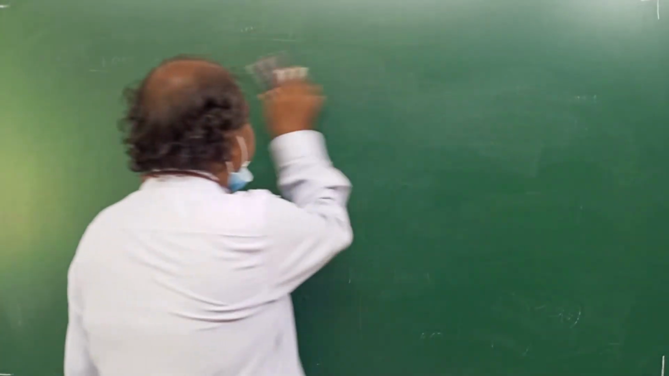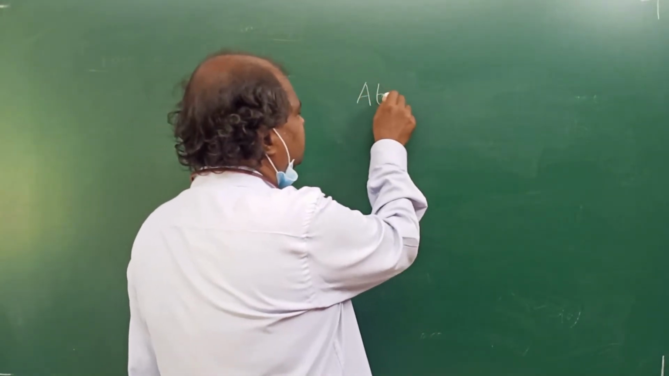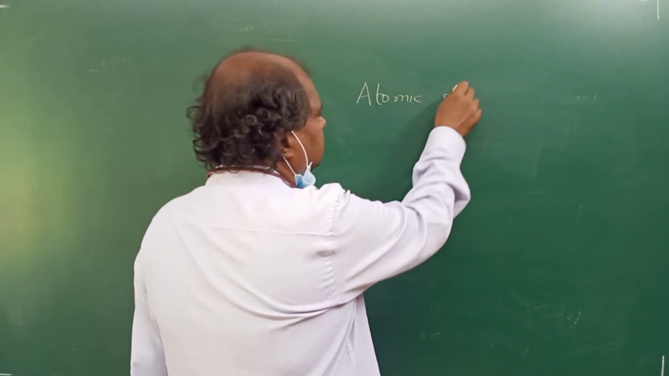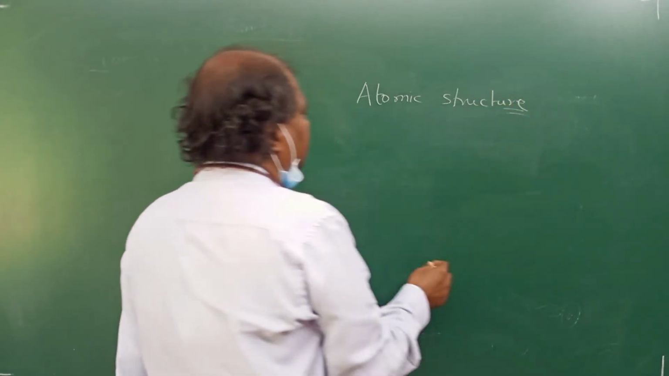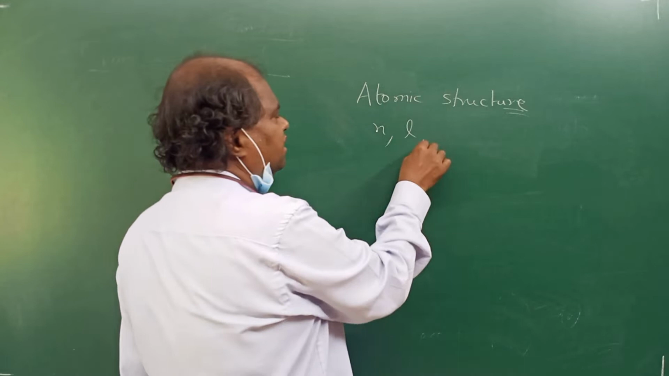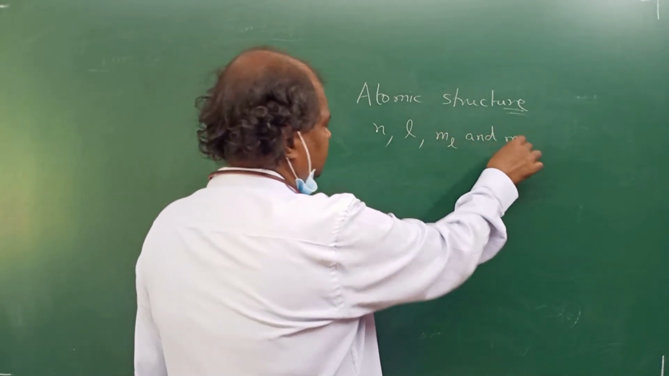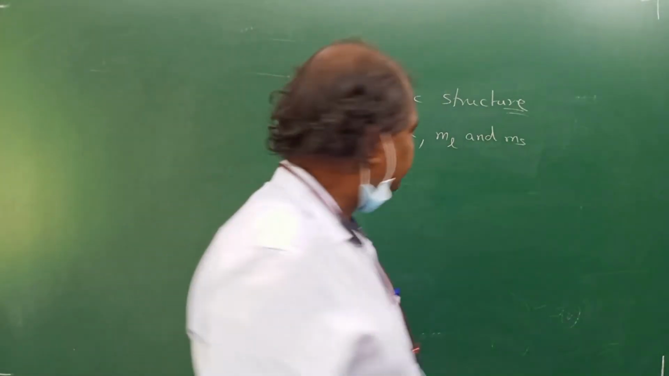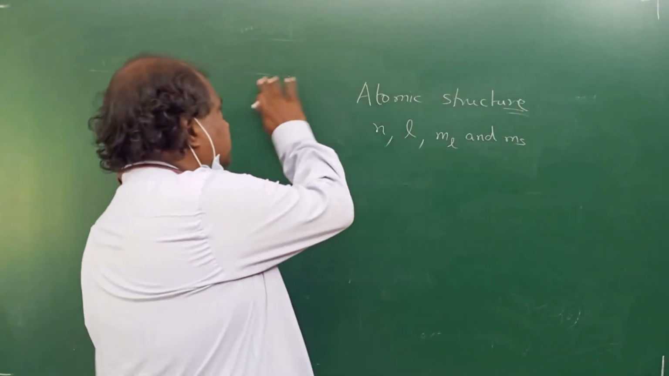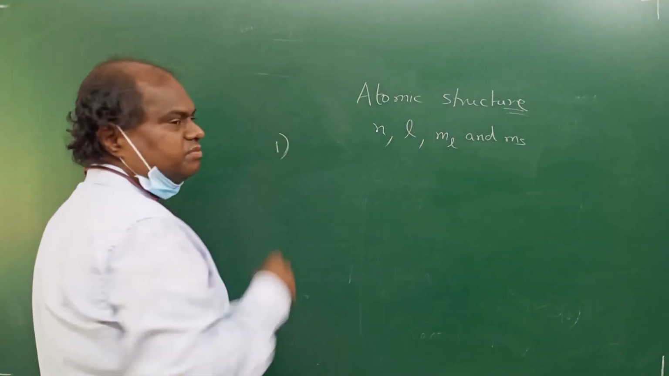Okay, as we are doing some questions in atomic structure. Now remember, there are four quantum numbers: n, l, ml, and ms. Like last time we did this, you'll get four quantum numbers. Now I'll take some questions here. Let's do some very interesting questions.